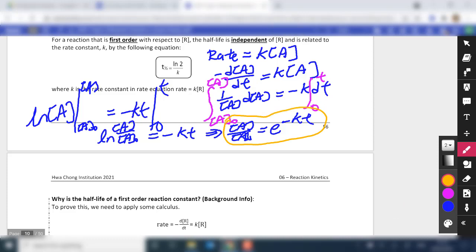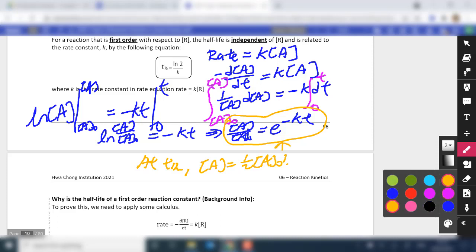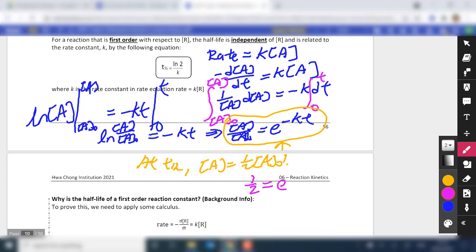Now at t half, do you agree that A is equal to half of A naught? If you agree with this and you substitute it into the boxed expression, you're going to end up with half A naught over A naught. So that's half, which is equal to e to the power minus kt, but in this case your t is actually t half. So I hope we are coming closer and closer already.